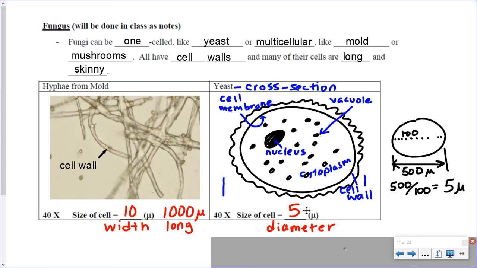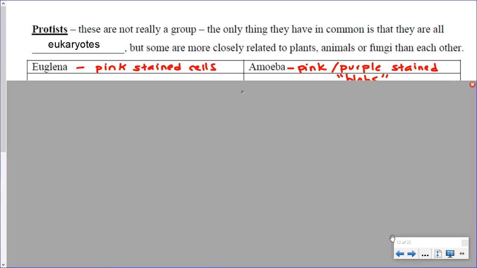You will need to do the same for the other ones. So again, yeast is incredibly small, similar in size to some of the bacteria. For the protists, as it says here, these are not really a group. The only thing that they have in common is that they are all eukaryotes, but some are more closely related to plants, animals, and fungi than each other.